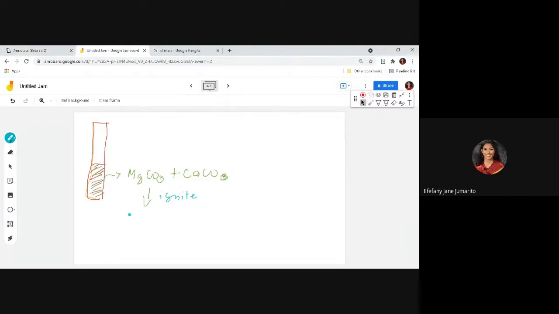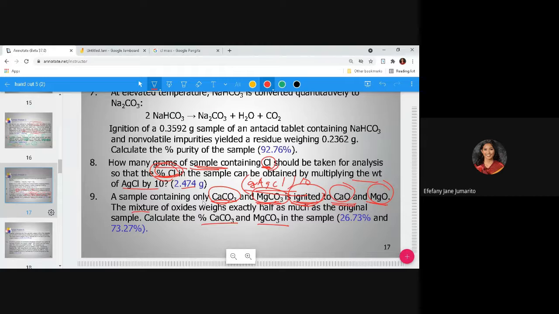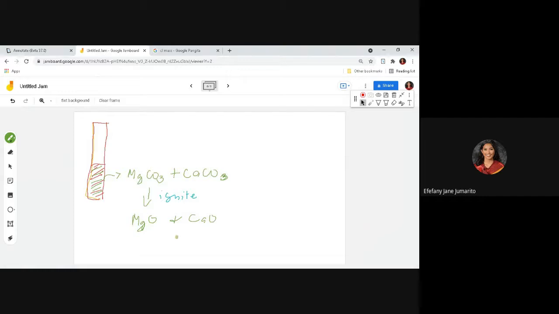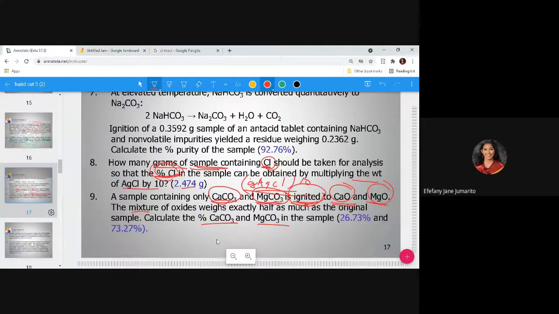All right, we have formed magnesium oxide and calcium oxide. So the mixture of oxides, these two, actually weighs exactly half as much as the original sample. Now, what is the weight of the original sample?